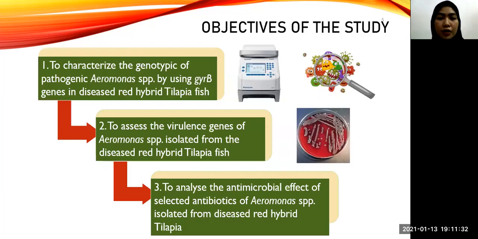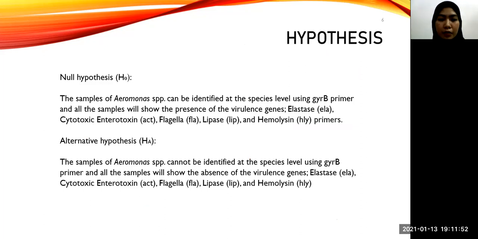So here I have three objectives. One, to characterize the genotyping of pathogenic Aeromonas spp. by using gyrB genes. Two, to assess the virulence genes of Aeromonas spp. Three, to analyze the antimicrobial effect of selected antibiotics on Aeromonas. So this is my hypothesis.